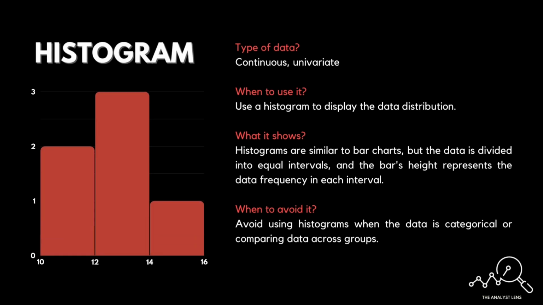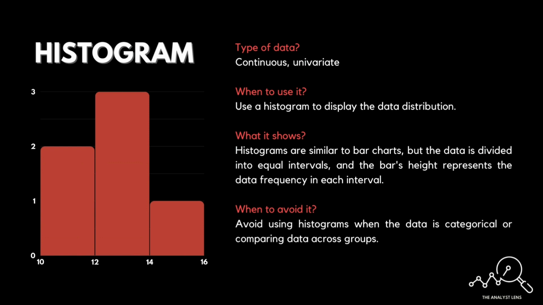Now, the next chart type is histogram. Here, the type of data used is continuous and univariate. A histogram is used to display the data distribution. Histograms are similar to bar charts, but the data is divided into equal intervals, and the bar's height represents the data frequency in each interval.